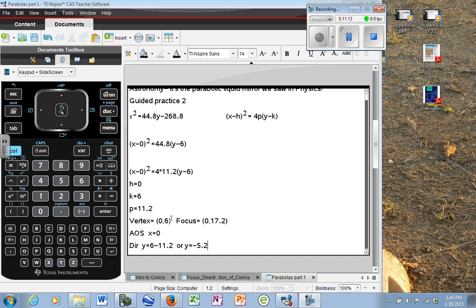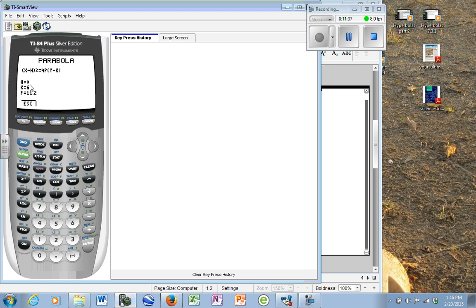So here's our answers. I forgot about the focus. Maybe you thought about that. h is 0, k is 6, p is 11.2. The vertex is h and k. The focus, you got h and k plus p. Axis of symmetry, x equals h. Then the directrix, y equals k minus p, or y equals negative 5.2. You want to see what that looks like? You go to your TI, you pick the parabola, you just put in 0, 6, and 11.2, and you hit graph, and so that's the surface of that mirror. That's what it would look like if you're zooming in up close. You can scroll around and get some data points there. Got it?